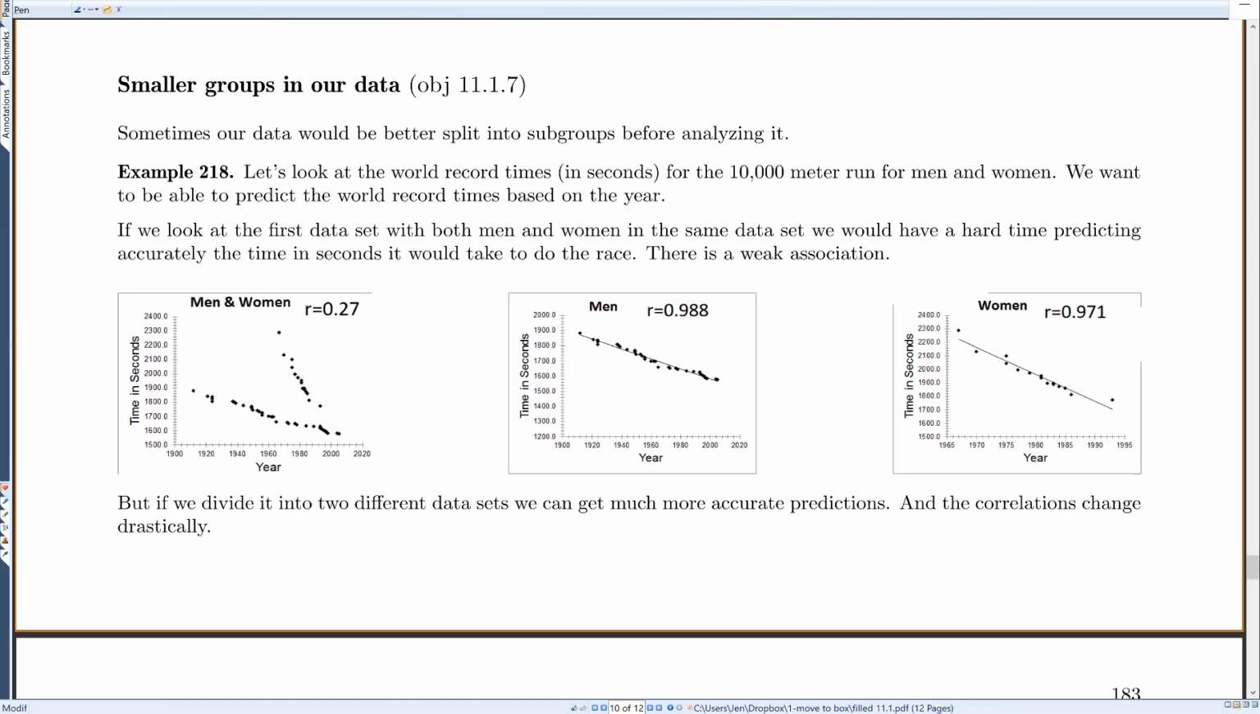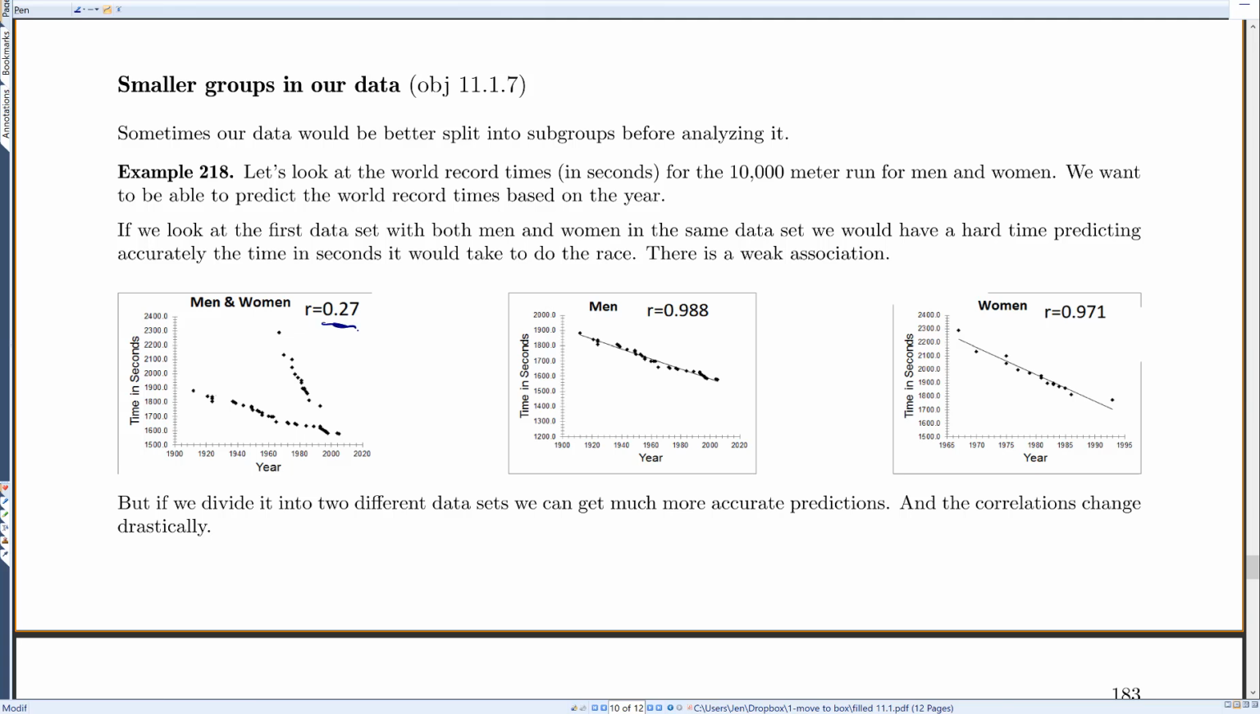Now, sometimes our data would actually be better if we split it into subgroups before we analyze it. One example I really like is we can look at the world record times in seconds for the 10,000 meter run for men and women. We want to predict the world record times based on the year. So we put the year here, and the time in seconds for the world record on the y-axis. And this is all of our data for both men and women together.